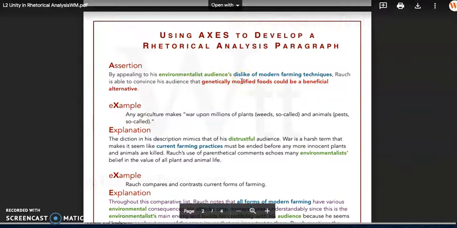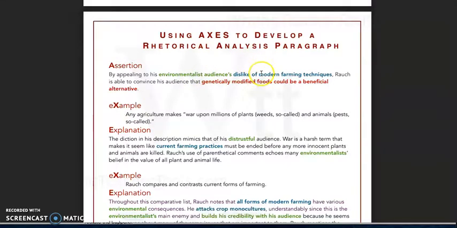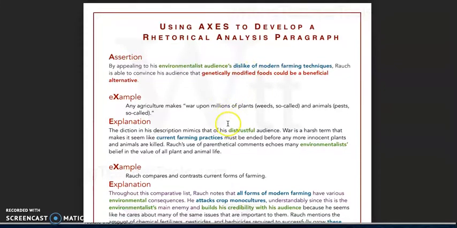And notice here we have the green, the blue, and the red from the other video that we talked about when we were setting up our claim structure. The green is the target audience. The blue is the effectiveness of the argument, which is in red. So here we have our example from the text.